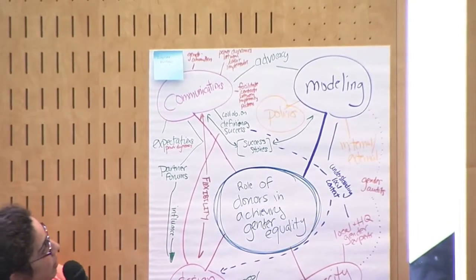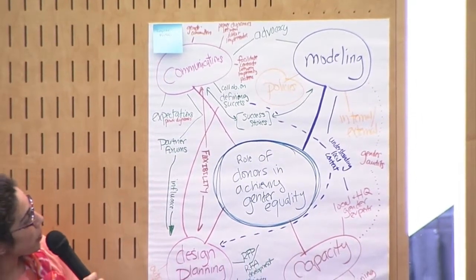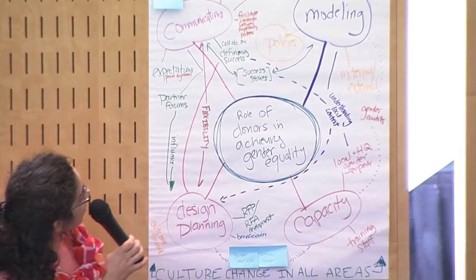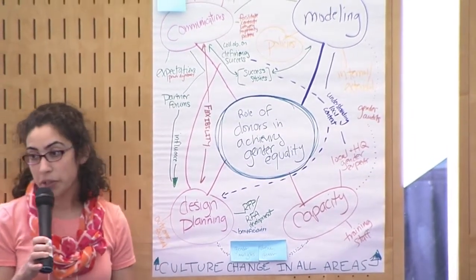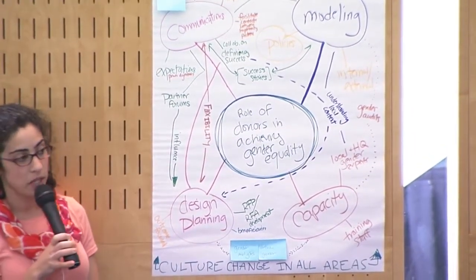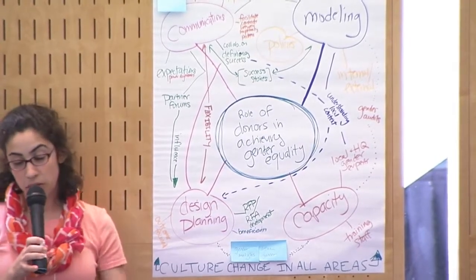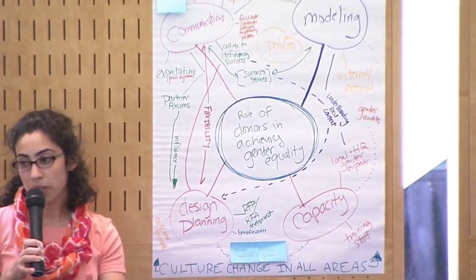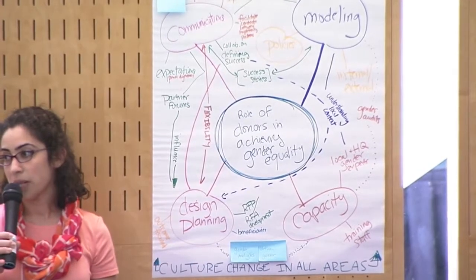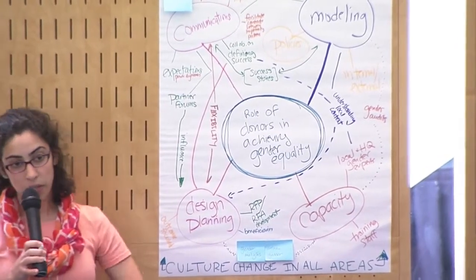communications, we discussed power dynamics between the donor and the implementer. But power dynamics also can fall into expectations, which would be the expectations of the donor towards the implementer, but vice versa as well. So expectations from the implementer on what to expect from the donor.